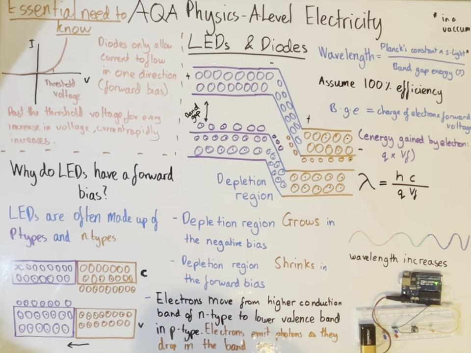But in our negative bias, the depletion region grows, as when we connect our negative terminal of our battery, we're pushing our electrons towards the p-type, and when we connect our positive terminal there, we're pushing our holes this way, so that the electrons can drop down and they can conduct throughout the circuit.